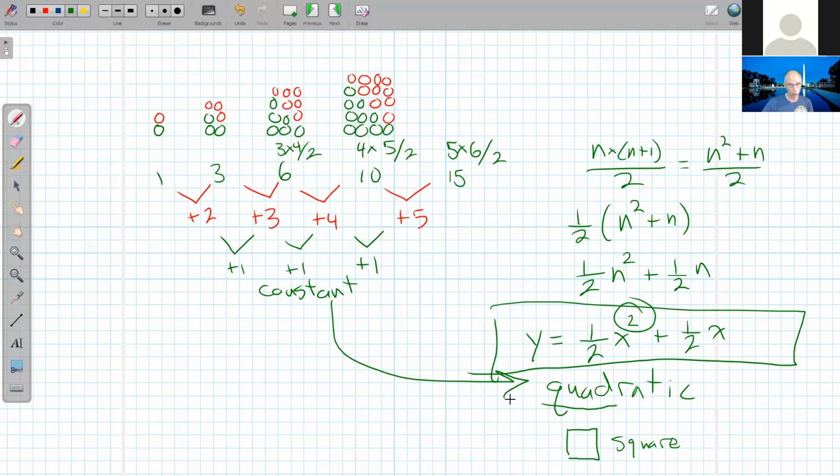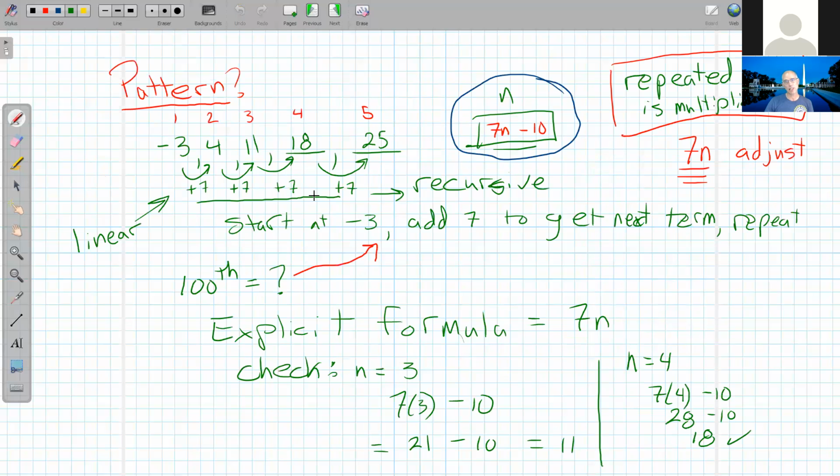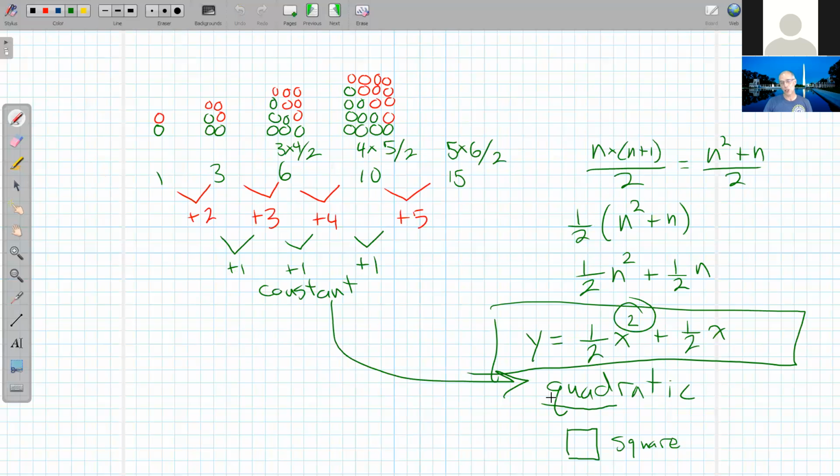So moral of this story is if the first set of differences is constant, it's linear. If the second set of differences is constant, it's quadratic. The hard part is figuring out which quadratic it is. That's beyond the scope of this course. It's exciting, but not that exciting. And if the third set of differences was constant, it would have a third power of n in the formula, and so on.